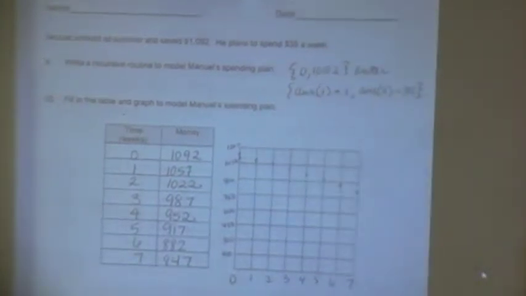Then on problem number 11, what operation did I repeat in my recursive routine? Well, for answer 1, it was repeated addition. But for answer 2, it was repeated subtraction. So the question was, how does repeated subtraction look on the graph? It's a decreasing line. How much money after 8 weeks? I got $812. On week 13, he has $637.